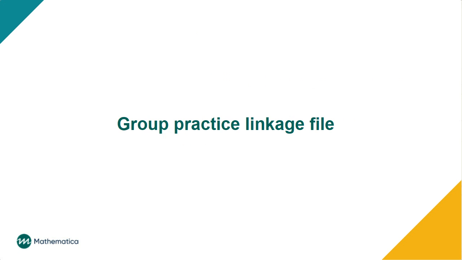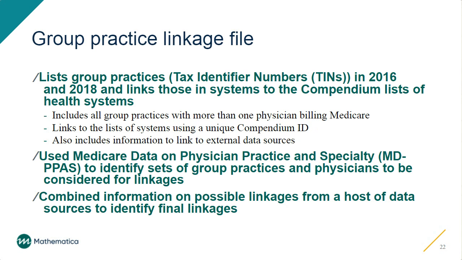And then the third and final piece of the puzzle of the compendium is the group practice linkage file. So the group practice linkage file lists group practices, and when I say group practices, I mean TINs, so tax identification numbers, in 2016 and 2018. And like the hospital linkage file, it links those that are in systems to the compendium list of health systems. Those that are not are still in there, just like hospitals. They just don't have health system information.